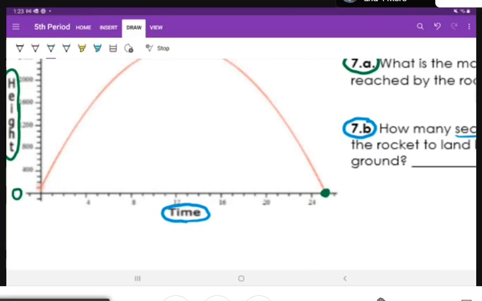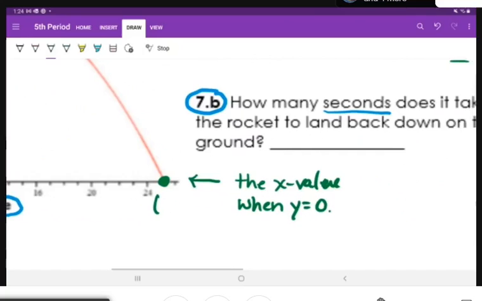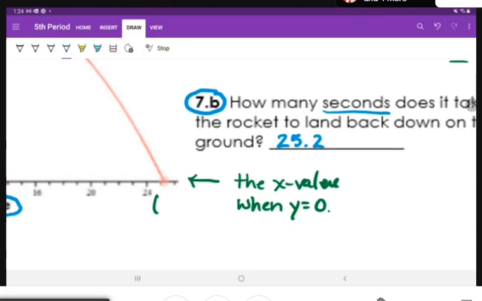It's a solution. Okay? This point here, remember what a root is. A root is the x value when the y value is 0. Well, this is certainly an x value where the y value is 0. We also call that an x-intercept. We call it a root. So question 7b is just asking you to find the root. That's it. And we're going to estimate that to be, I don't know, 25.2-ish. And don't forget your units. Seconds.